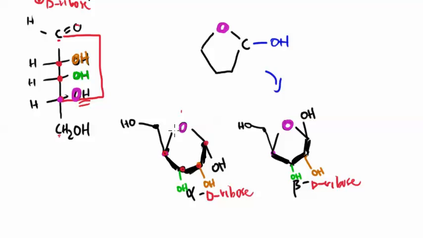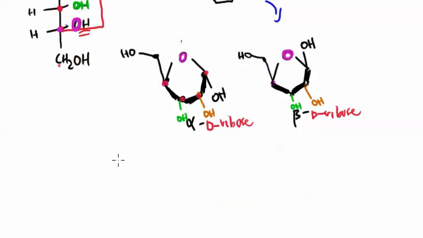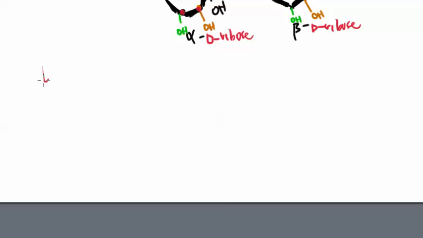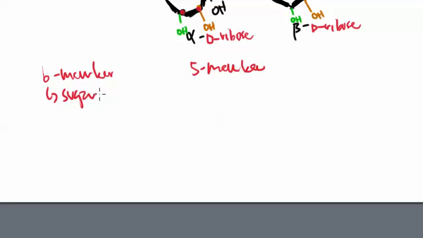Now we've got some special terms that we need to throw out here. Now that we've talked about a 6-membered ring and a 5-membered ring, we have some terms that we would like to throw out to get you used to them. If these rings are 6-membered and 5-membered, they have certain names that they go by. In a 6-membered sugar ring, and these are specifically for sugars, we call these things pyranoses.